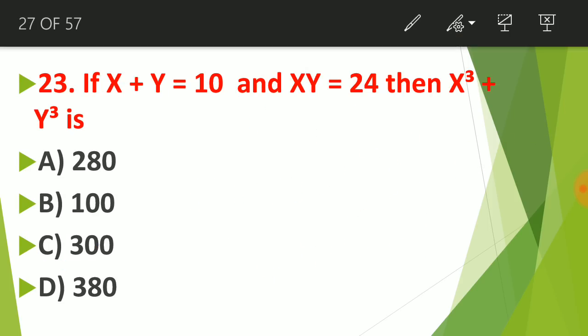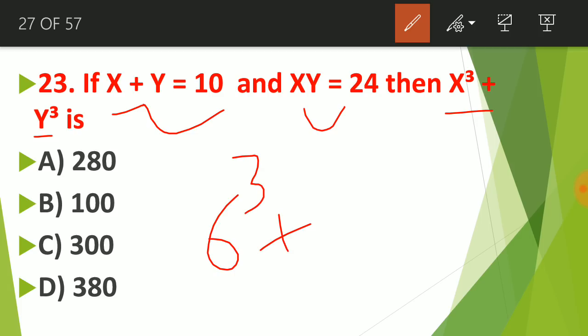Now let us see question number 23. If the sum of two numbers is 10 and the product of them is 24, then the numbers must be 6 and 4. So we need to find the value of x cube plus y cube, that is 6 cube plus 4 cube. 6 cube is 216 and 4 cube is 64. That will give us 280.